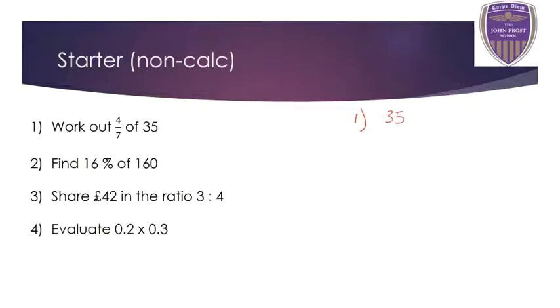Okay, so we would do 35 divided by 7, so divide by the bottom. So how many 7s in 35 is 5. And then once you've done that, you always multiply this answer by the top. So 5 multiplied by 4 is 20. So 4/7 of 35 is 20.